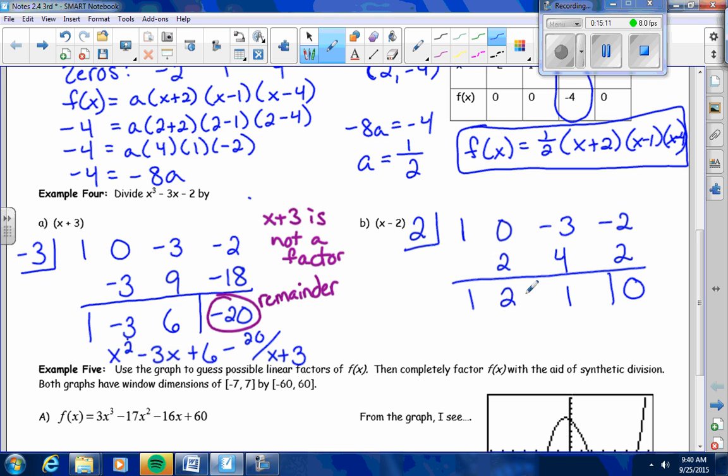How am I going to write my result? I have a 1, 2, 1. So how will I write that out? Perfect. And that means that x minus 2 is a factor, and x equals 2 is a 0.